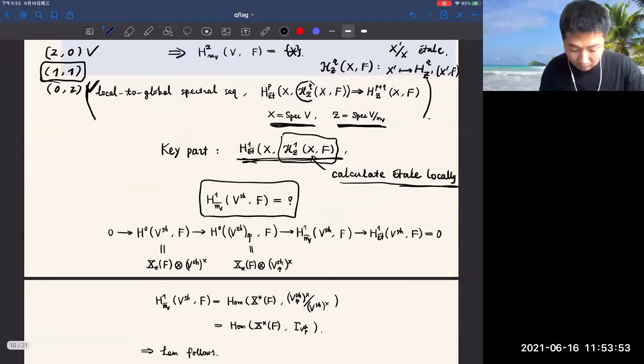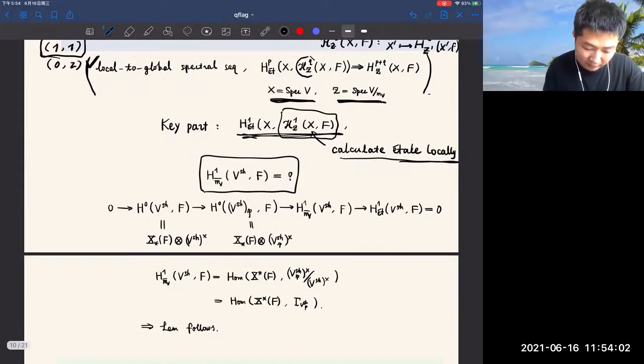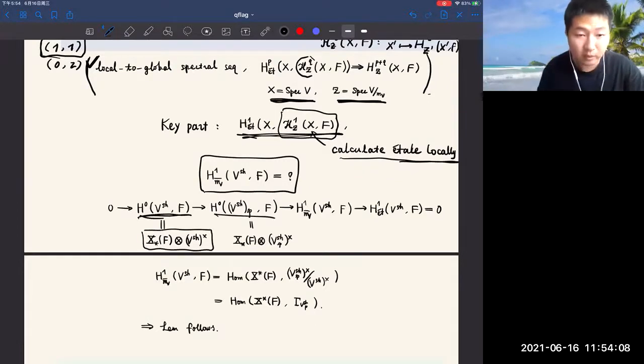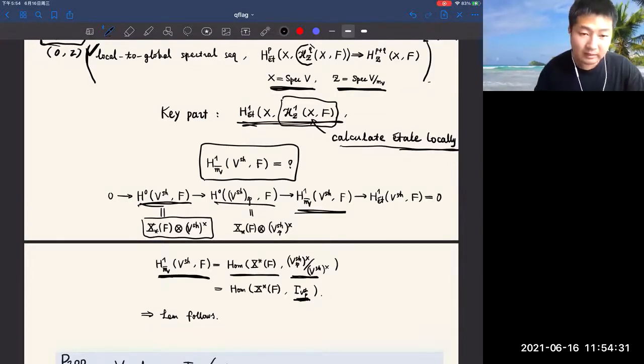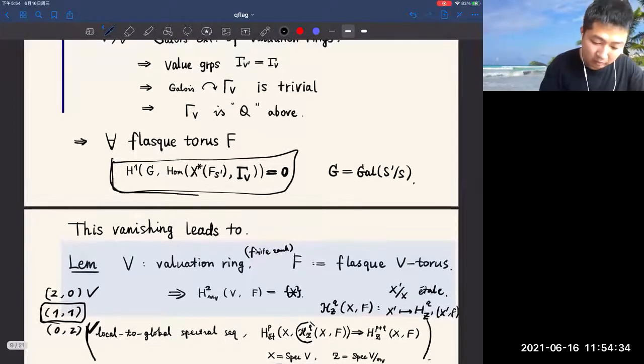It's again the exact sequence of local cohomology. It's just a calculation. But the key point is that the global section can be written as a tensor product of the co-character lattice with the group of units, and we realize it as a quotient. So this is a homomorphism from the character lattice to the quotient, but the quotient is just the value group. So that is where we use this basic fact.